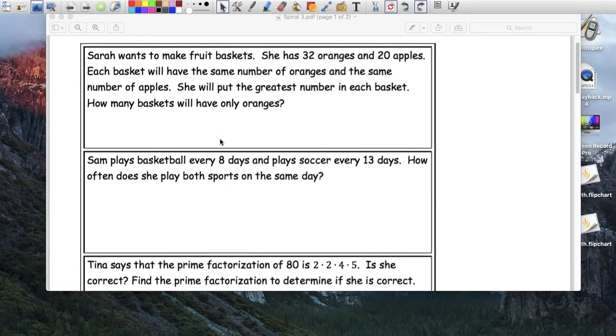Sarah wants to make fruit baskets. She has 32 oranges and 20 apples. Each basket will have the same number of oranges, the same number of apples. She'll put the greatest number in each basket. How many baskets will only have oranges?